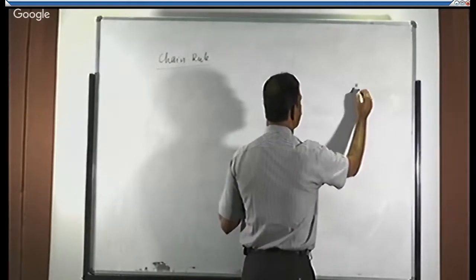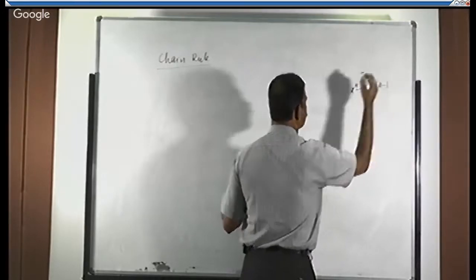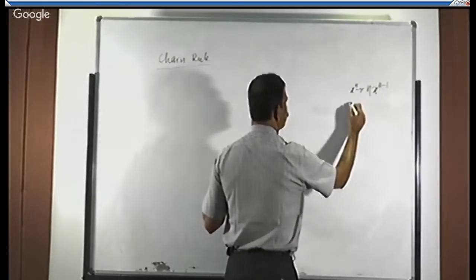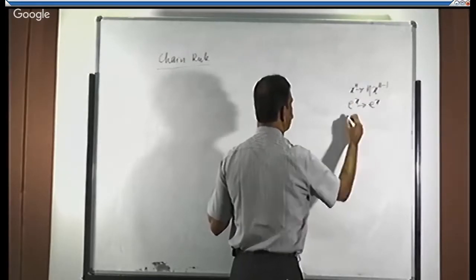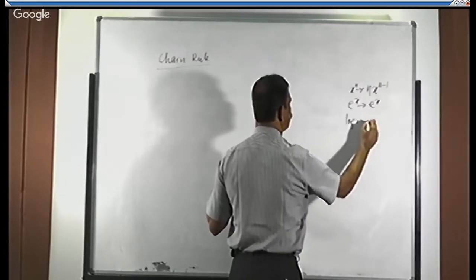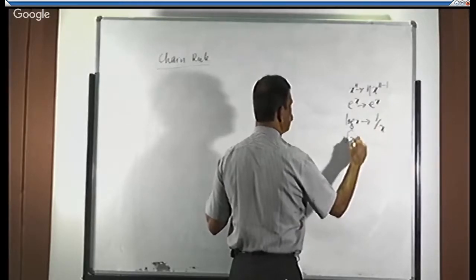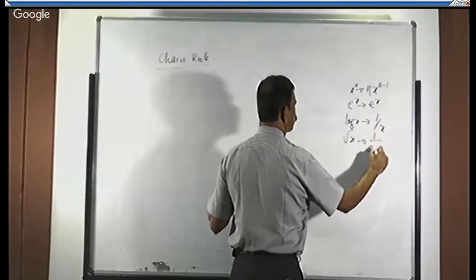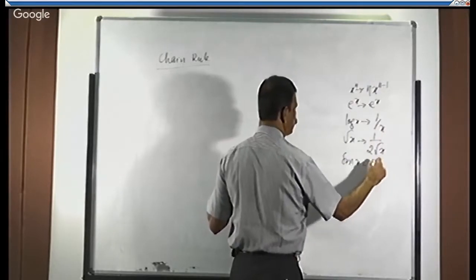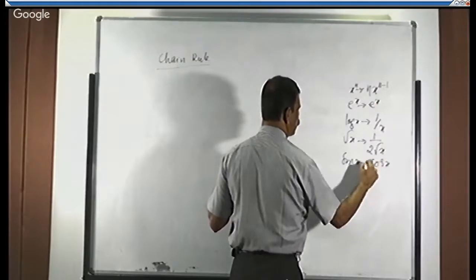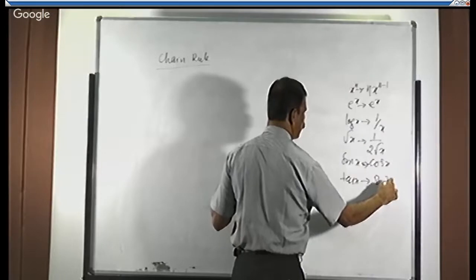Differentiation of x to the power of n is what? N into x to the power of n minus 1. Differentiation of e power x is what? E power x. Differentiation of log x is what? 1 by x. Differentiation of root x is what? It is 1 by 2 root x, right? Differentiation of sin x is what? It is cos x. Differentiation of tan x is what? It is secant square x.